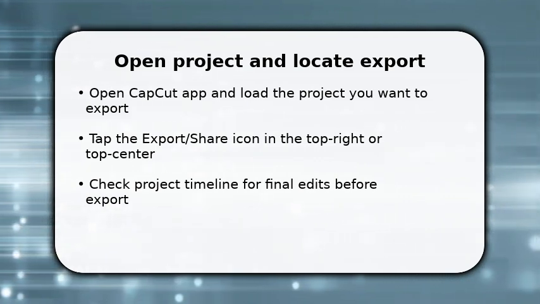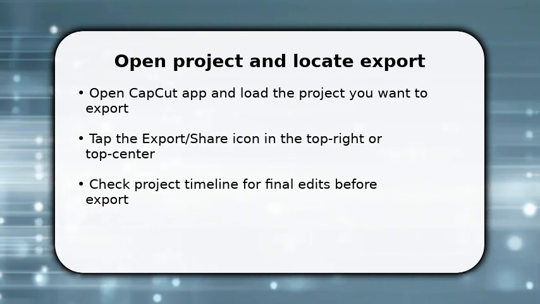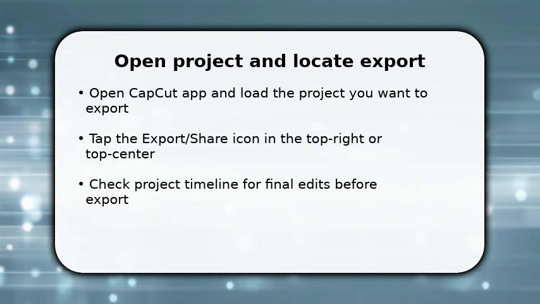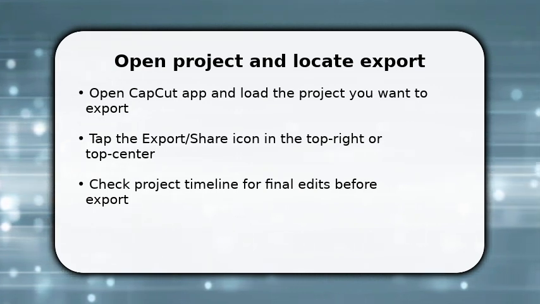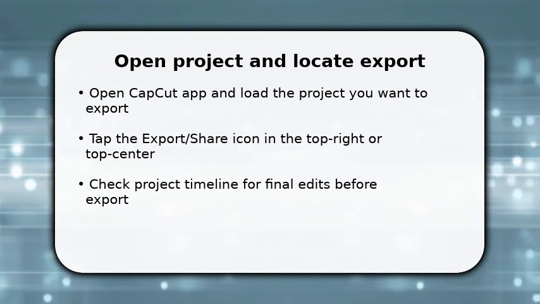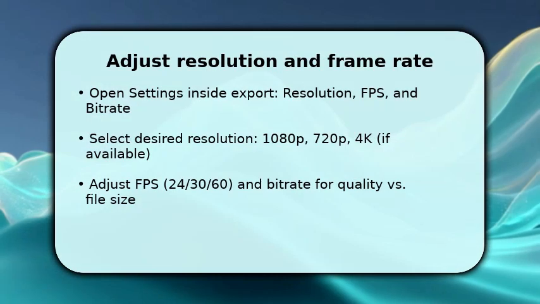Once done, CapCut will show export presets and a settings gear or resolution dropdown. That's where you'll pick frame size and quality. You're starting the export setup, not exporting yet. Now you adjust the how and why of output. Choose resolution, frame rate, and bitrate.